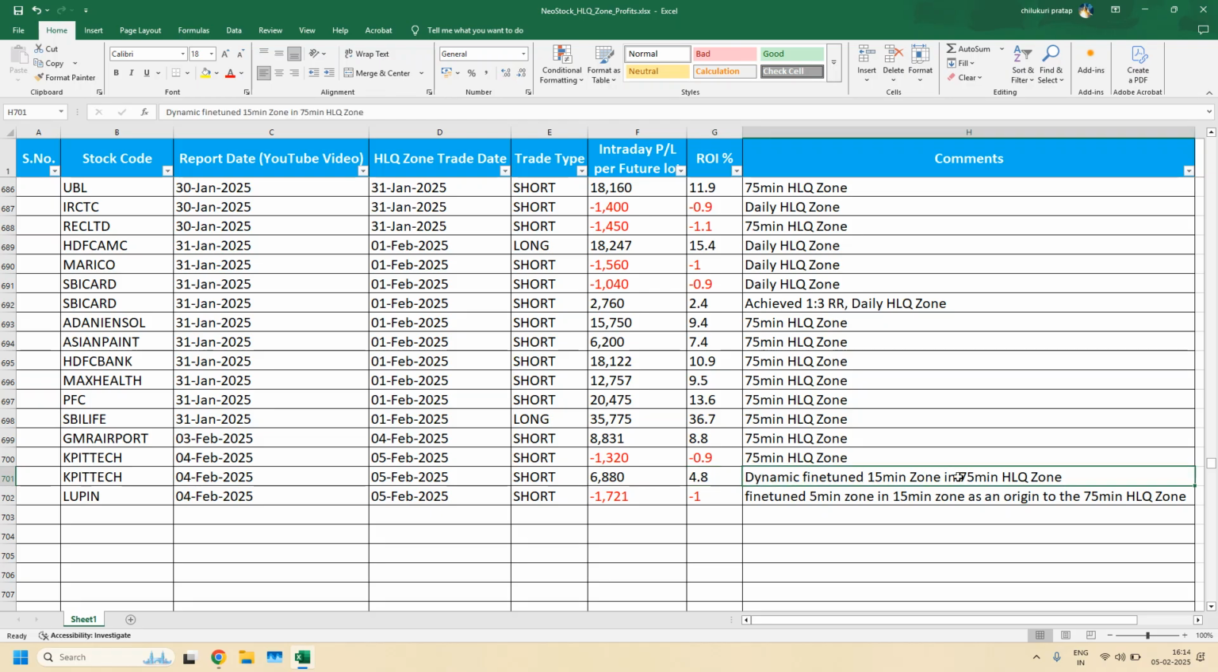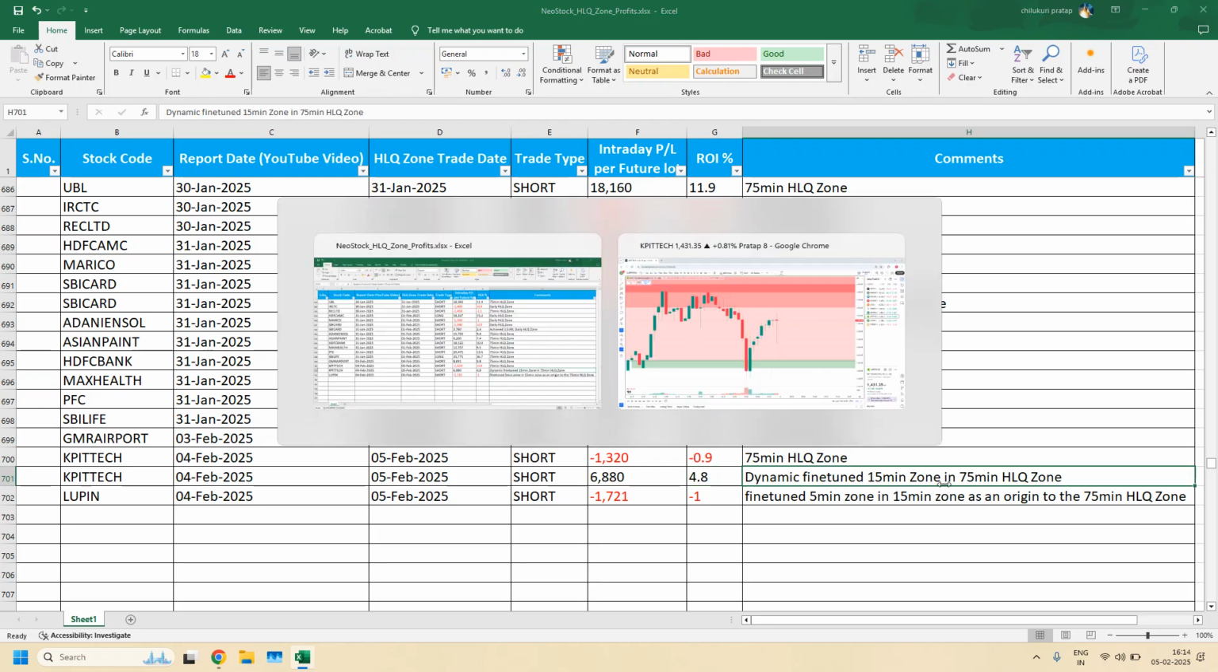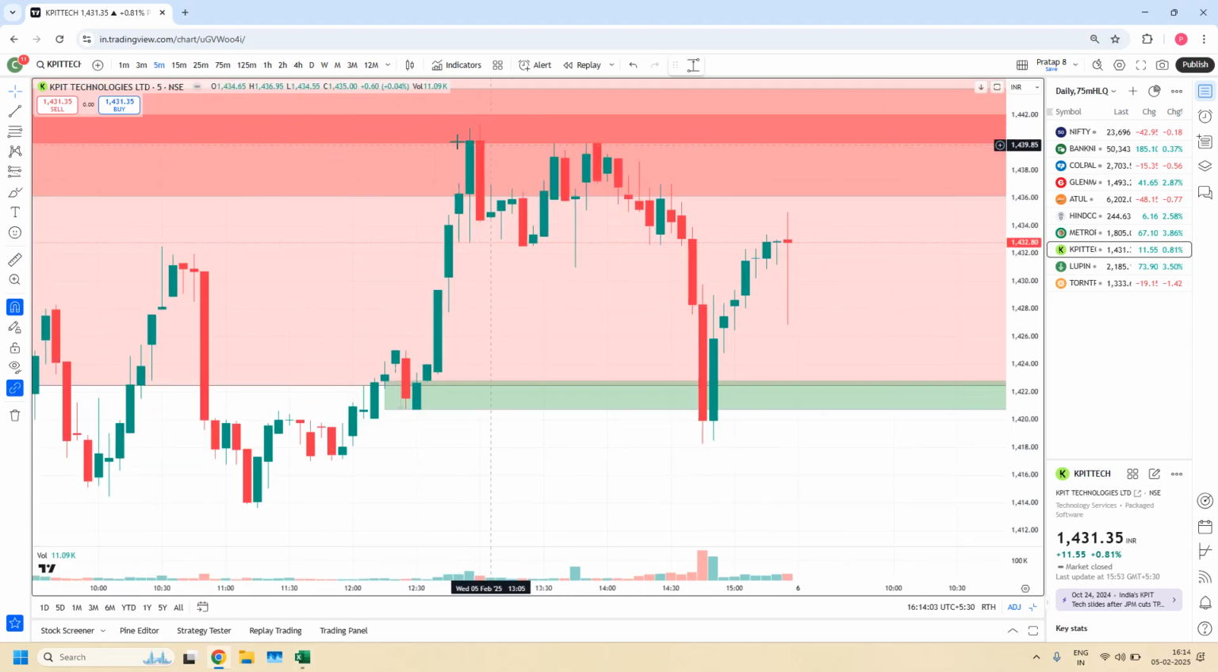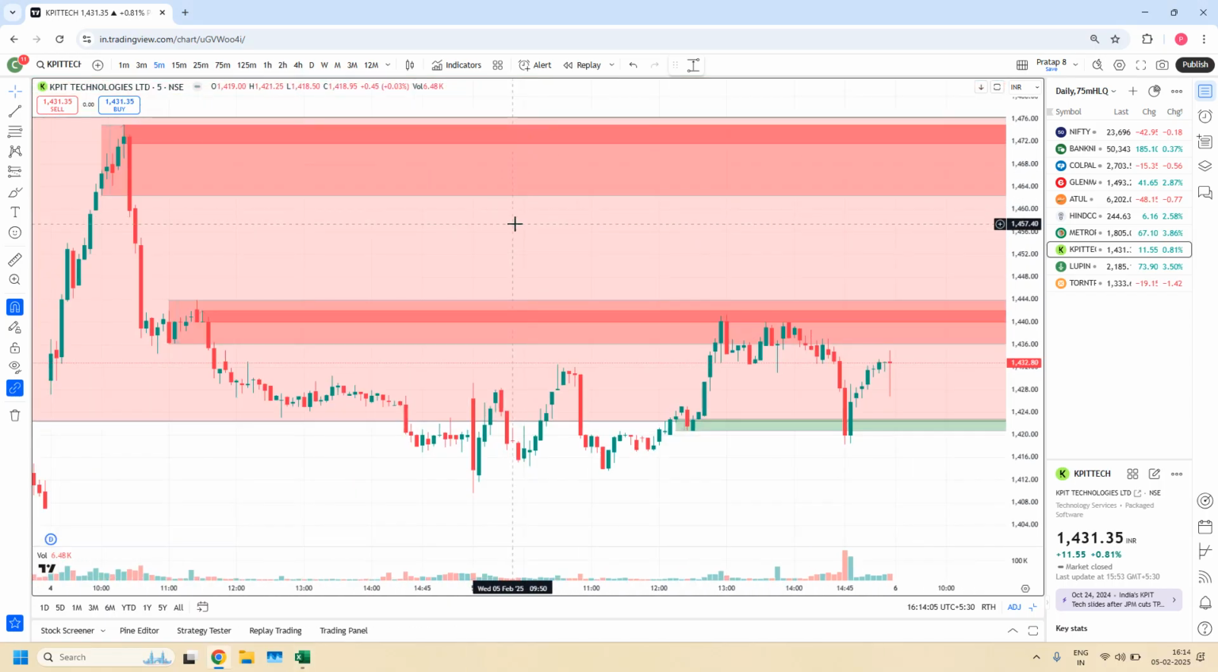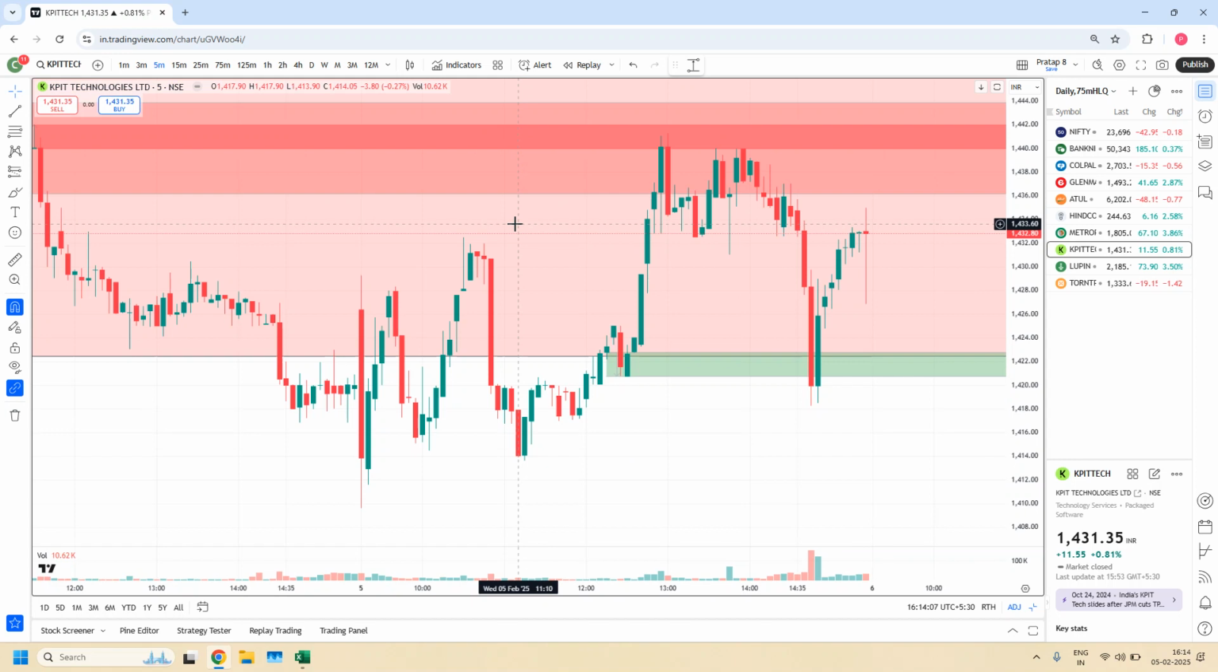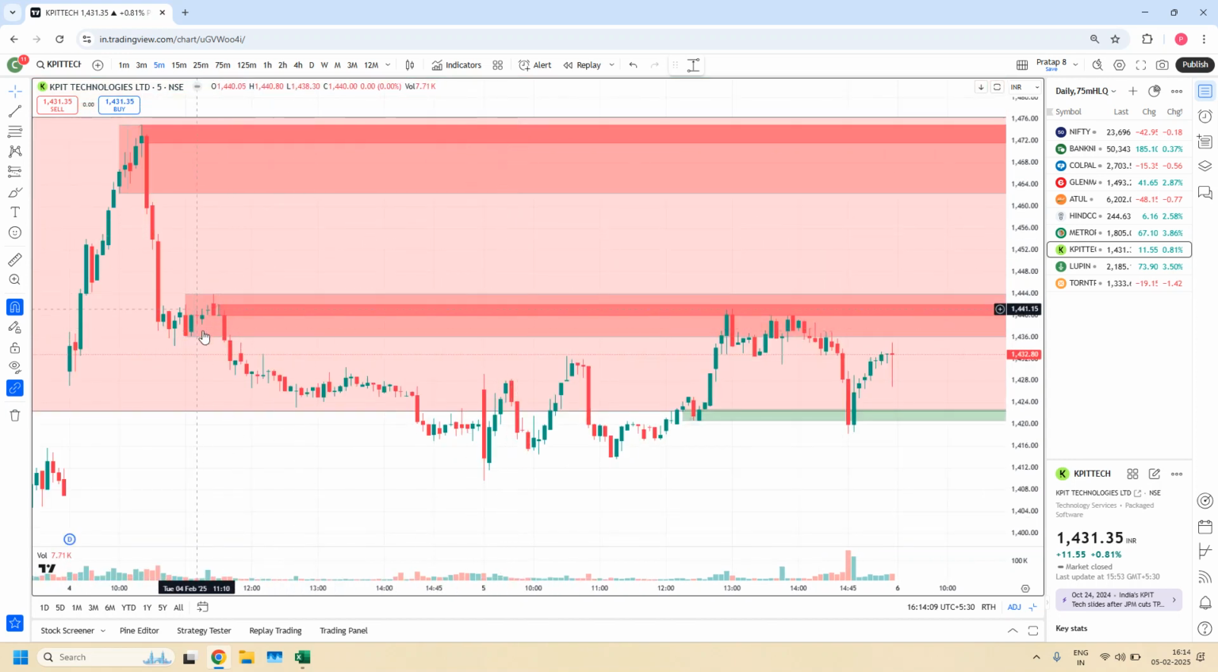It is a dynamic fine-tuned 15-minute zone entry. Of course, we take entry in the fine-tuned 5 minutes, otherwise risk management is not possible. The comment says a new dynamic 15-minute zone is created. Inside the fine-tuned area, you took the trade. That is how you should understand.